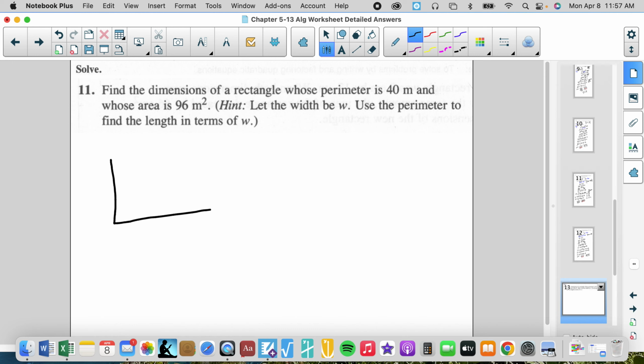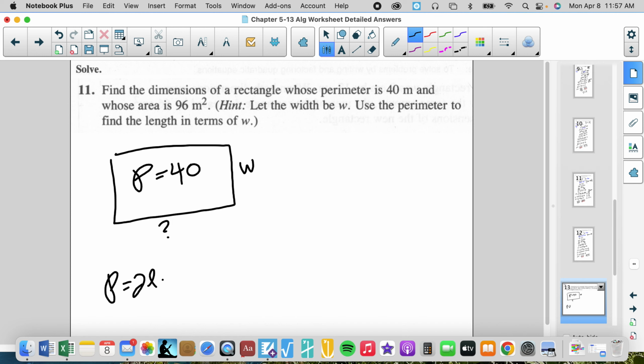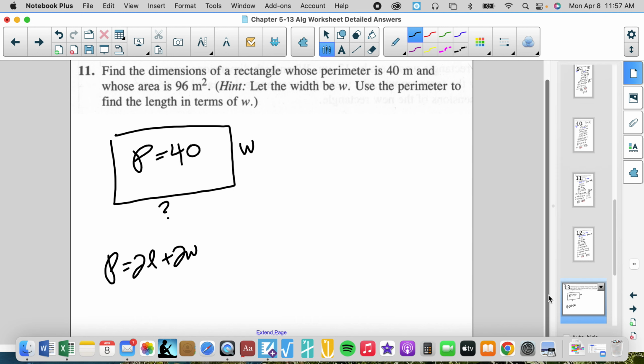So, we know that the perimeter equals 40. And if this is the width, what is the length going to be? We know that perimeter equals twice the length plus twice the width. You see what we're doing here? So we can fill in. So the length is going to be question mark. Can we solve for the question mark? So let's isolate the question mark.